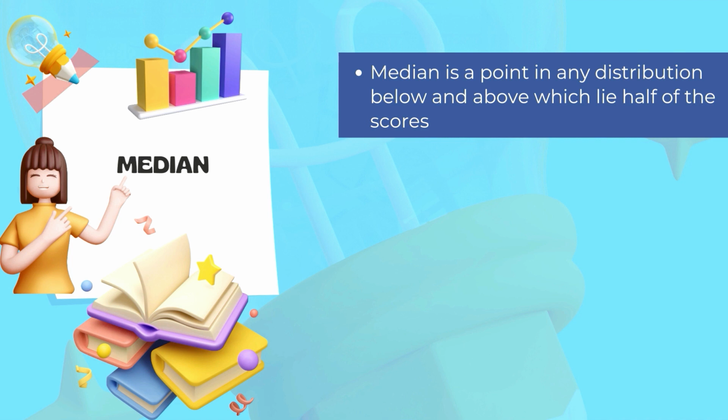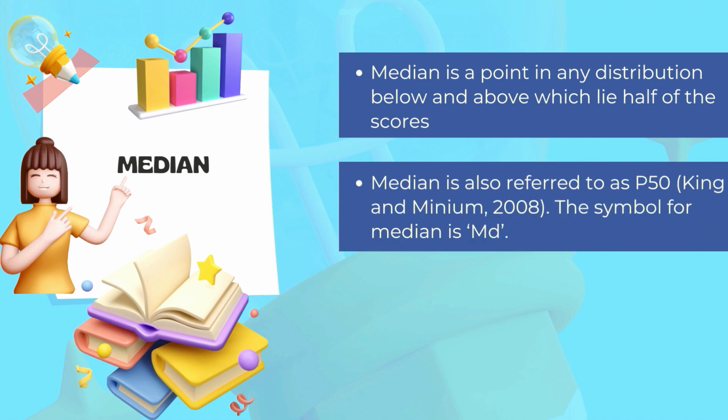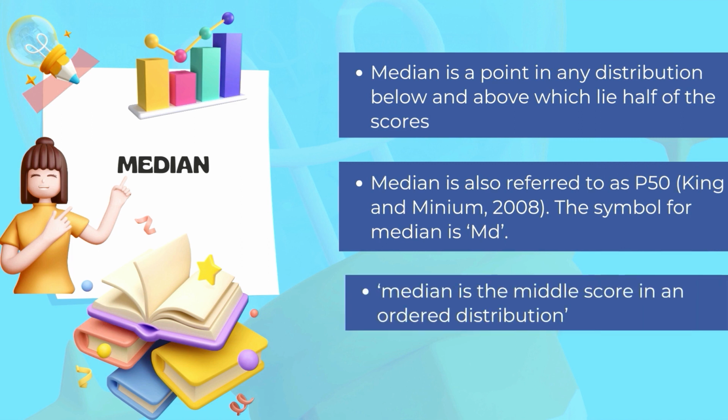So if you have 11 scores, then the middle score should be such that 50% of the scores are above that score, and 50% of the scores are below that score. So the median is also referred to as P50, where P50 means the 50th percentile, and the symbol of the median is MD. The median is the middle score in an ordered distribution.